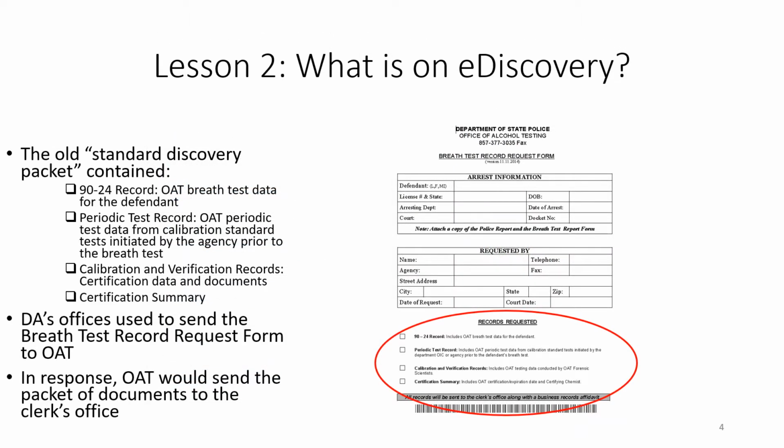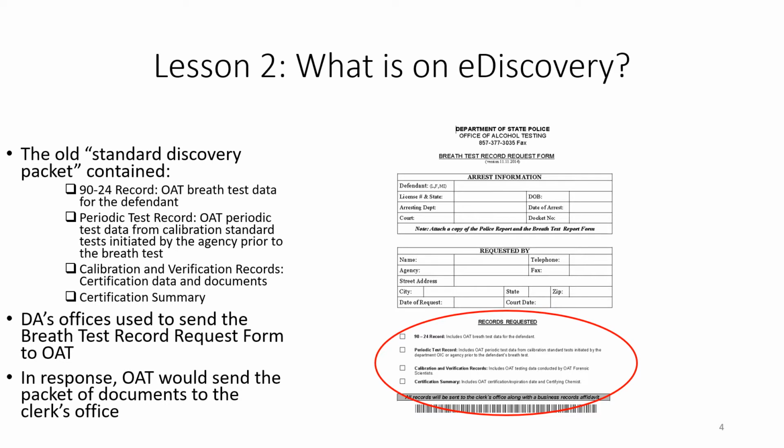What is on eDiscovery? I'll begin with a description of what was previously included in the old standard discovery packet. This form on the right-hand side of the slide is the old standard discovery request form that was filled out by prosecutors and sent to the Office of Alcohol Testing.